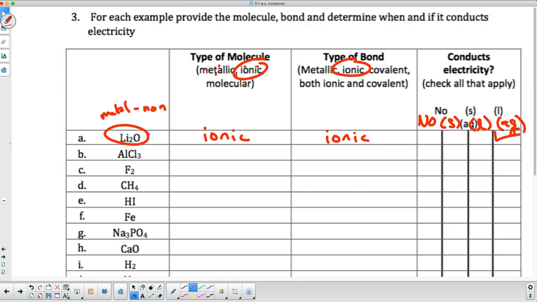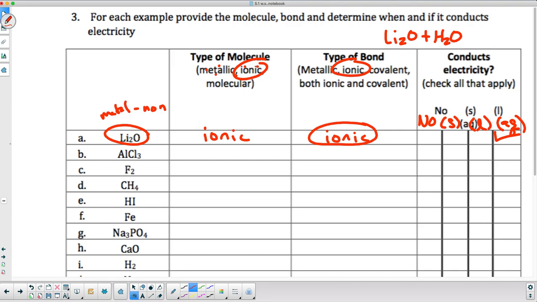Aqueous solution means that I took Li2O and added water to it, like Kool-Aid. I take the Kool-Aid powder and put it in the water, and that gives me an aqueous solution. It just means something dissolved in water. So if it's dissolved in water and conducts electricity, that's what an ionic compound does. Okay, it conducts electricity by being dissolved in water.